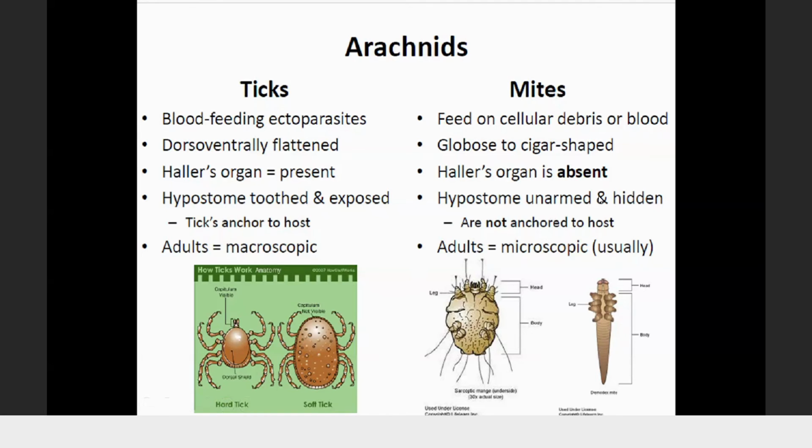Okay, ticks are also ventrally flattened, just like lice. And mites are globose to globular in shape. In ticks there is a sensory organ, Haller's organ, that helps them find their host. However, it is absent in mites. The mouthparts are more or less similar. However, the mite's hypostome is unarmed and hidden, while in ticks it's obvious. You can really see it.